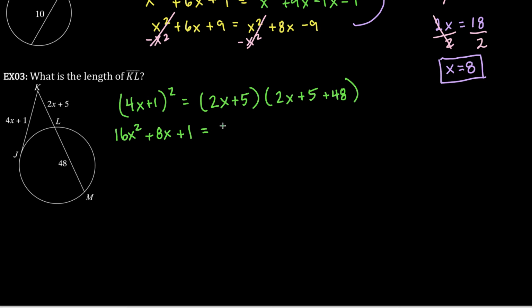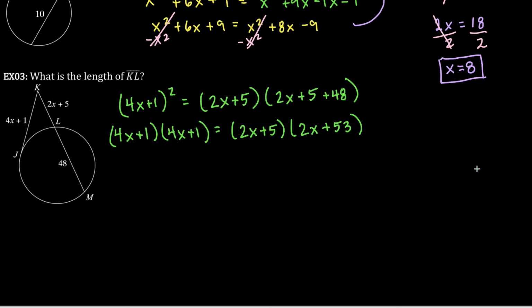I should rewrite this. You know what I'll do to make it easier for y'all, so y'all can see what I did. 4x plus 1 times 4x plus 1 equals 2x plus 5 times 2x plus 5.